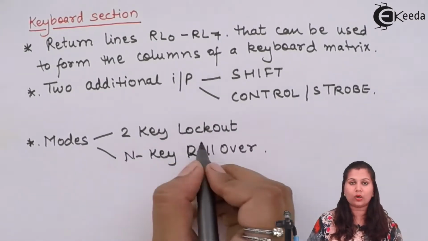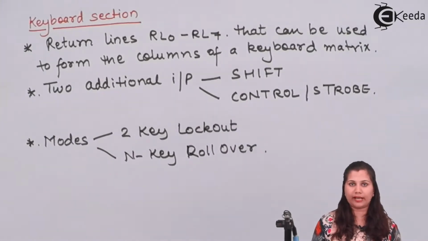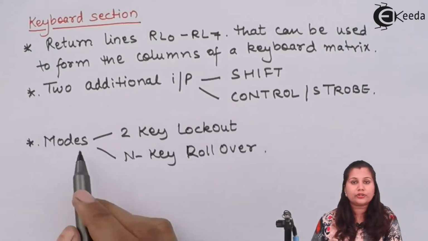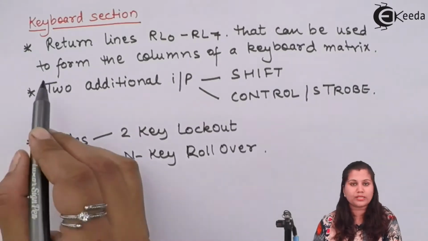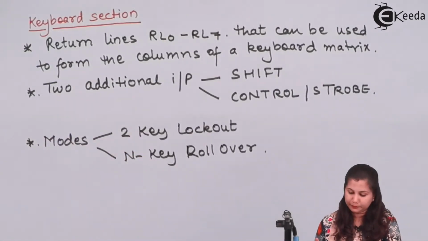So in the 2 key lockout mode, when two keys are simultaneously pressed, then only the first key is recognized. Whereas in the N key rollover mode, if two keys or more than two keys are pressed, then each of the keys will be recognized. So these are the two modes of the keyboard section. Okay, 2 key lockout and N key rollover.